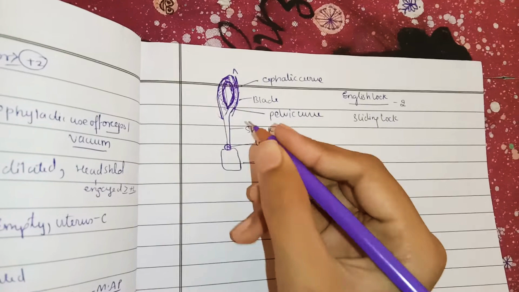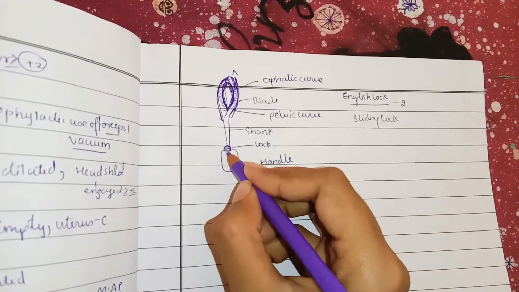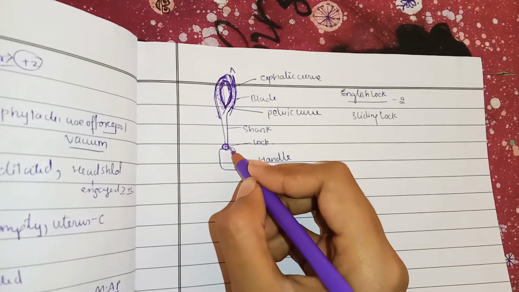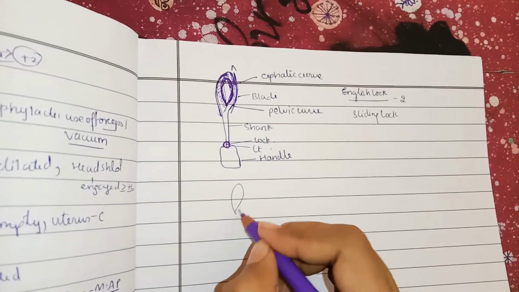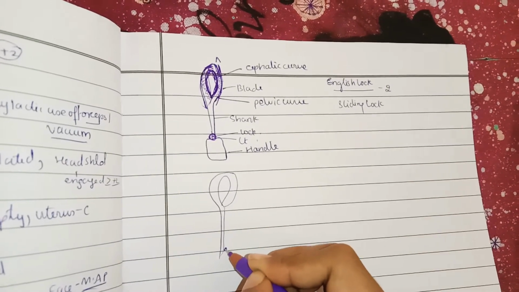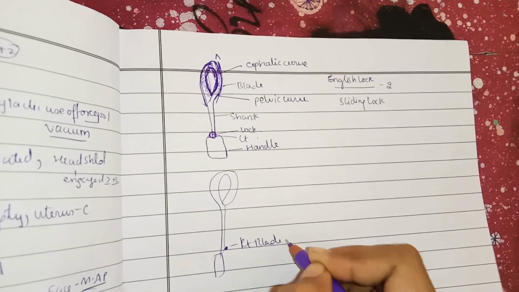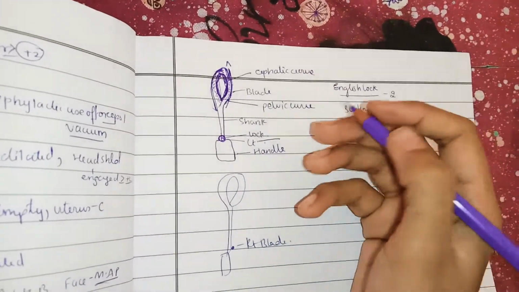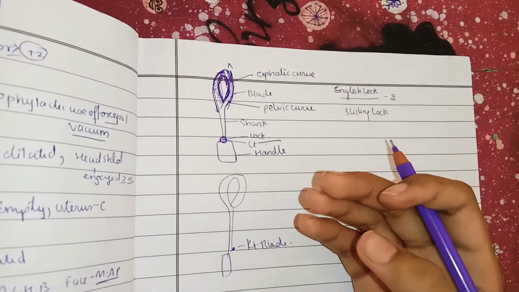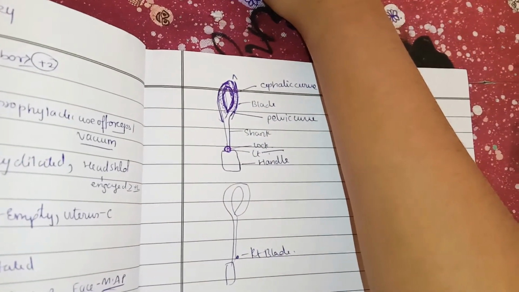Actually, how to identify the left blade or right blade? For example, if the socket is present upward, then it is a left blade. In the same forceps, if the socket is downward, then this is a right blade. So always the left one should be introduced first and the right one second. So this is how you need to identify the right and left forceps.